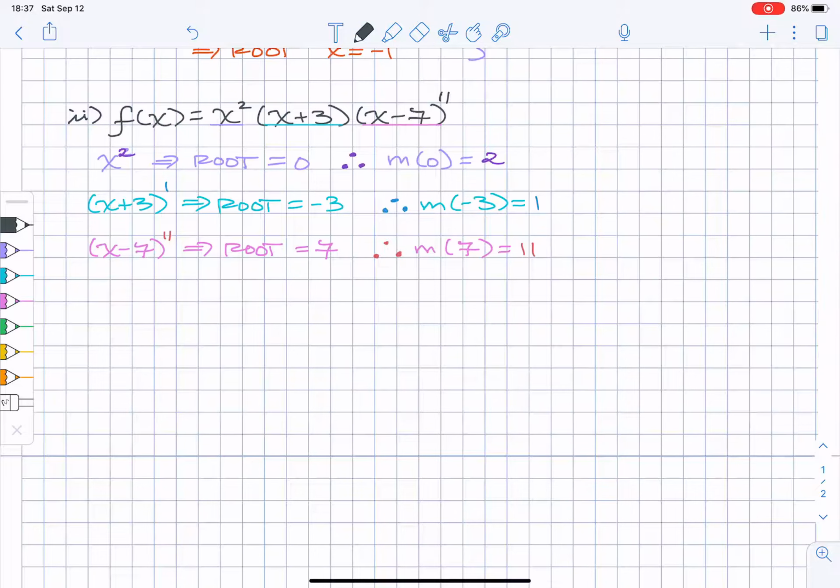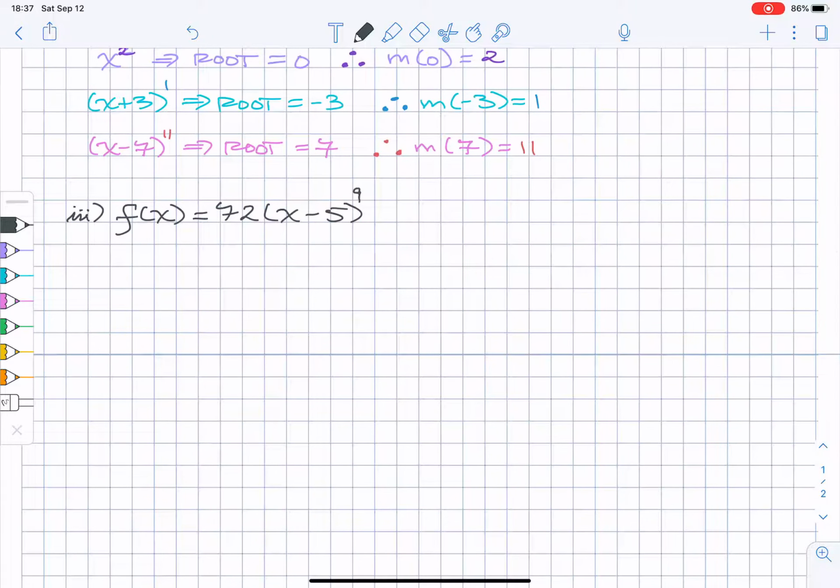Okay, so let's do one more. Number 3, third time's a charm. Let's do f of x is equal to 72 times the quantity x minus 5 to the 9th. So there's only one factor here, and the factor is x minus 5. 72 can never be equal to 0. So we have x minus 5 raised to the 9th power.